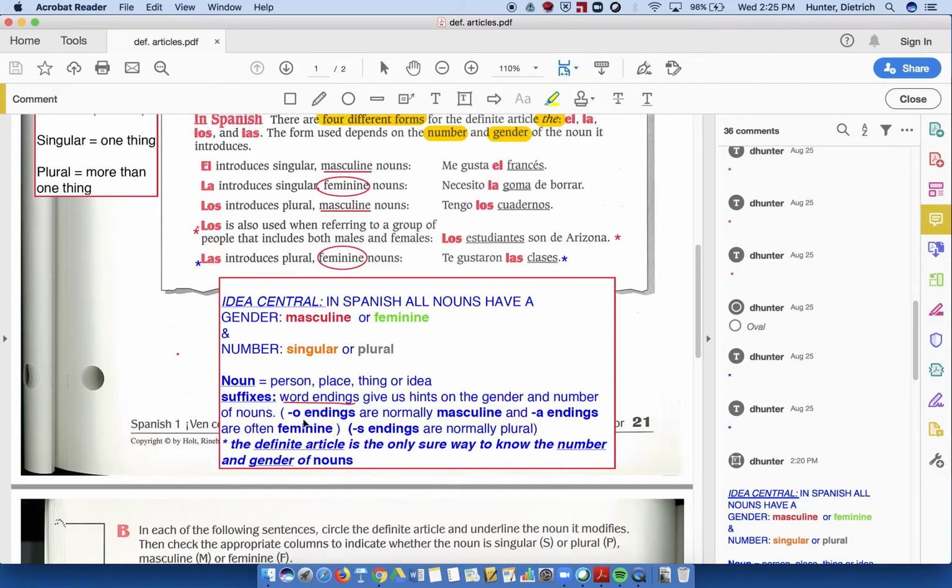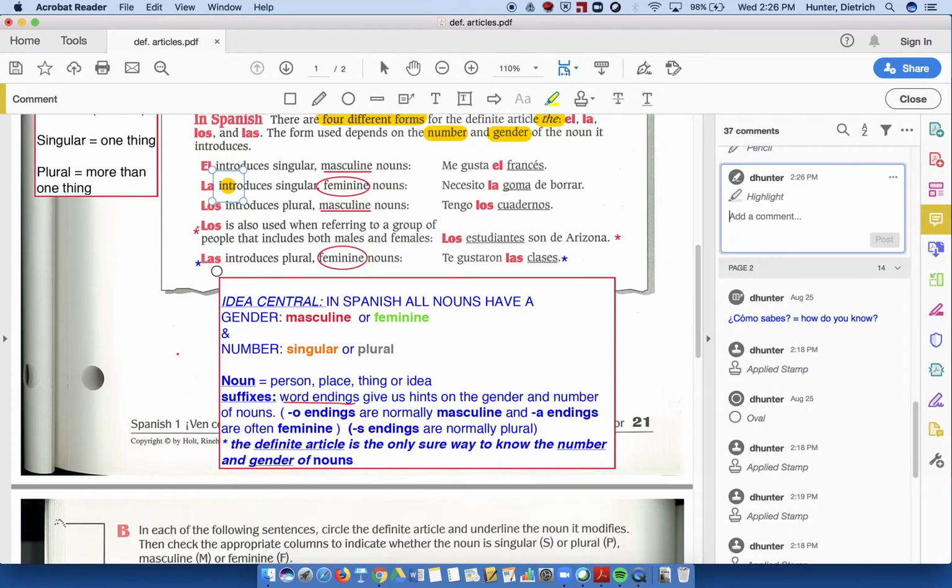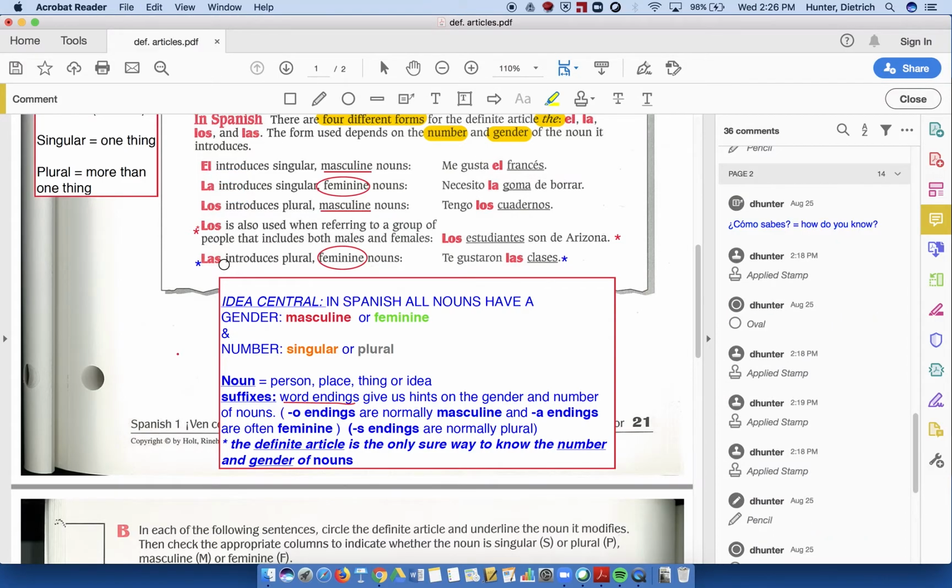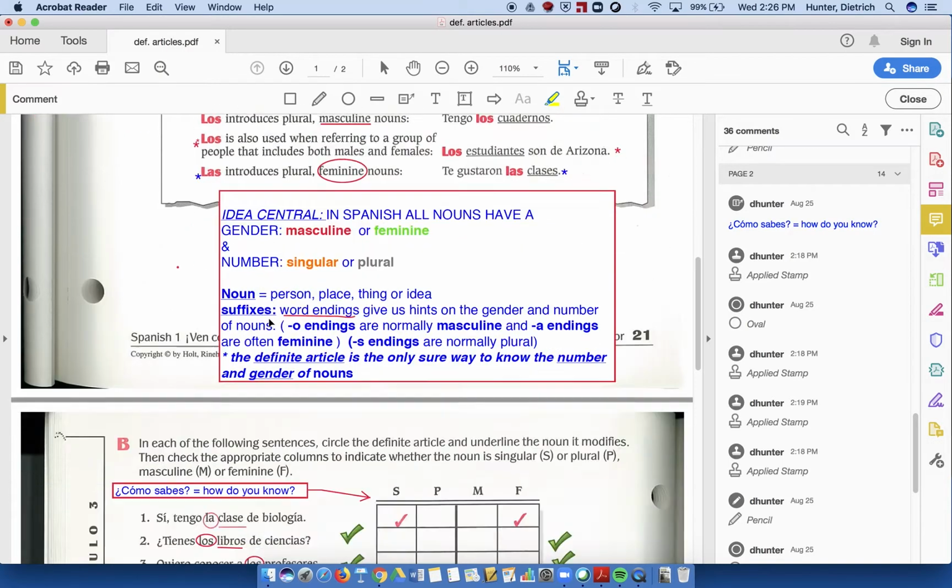So while these hints, O, A, and S, let us know masculine, feminine, plural, we need to refer to the definite article, el, la, los, or las, to be sure. Again, these words help us know for sure the number and the gender, which is why they go before every single noun in almost every context.